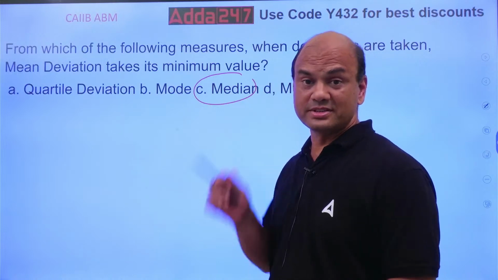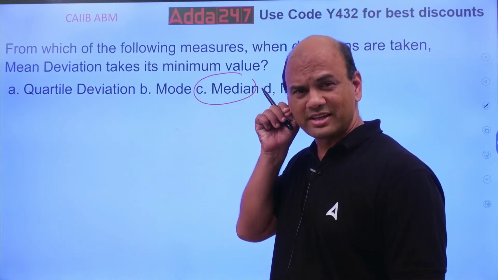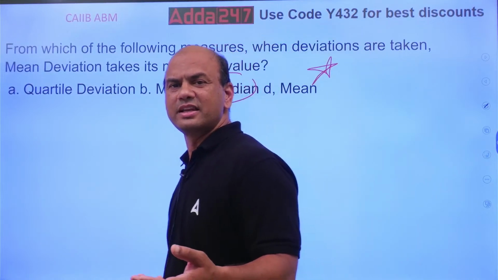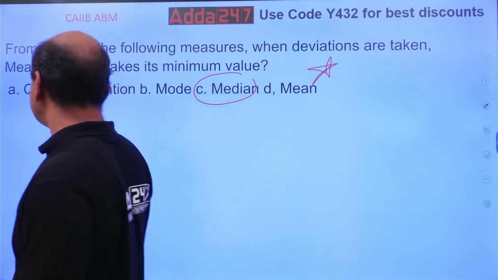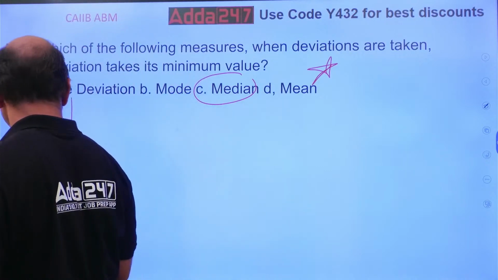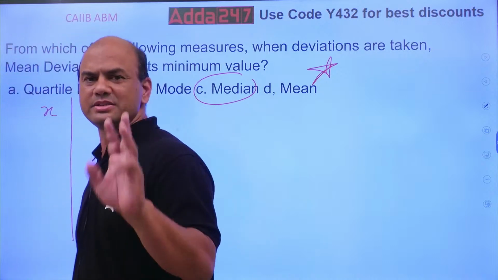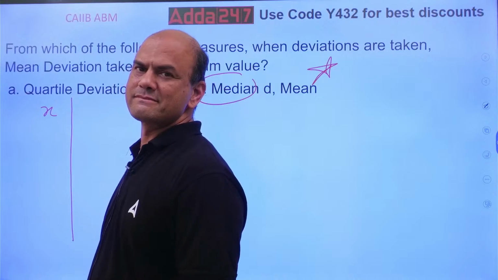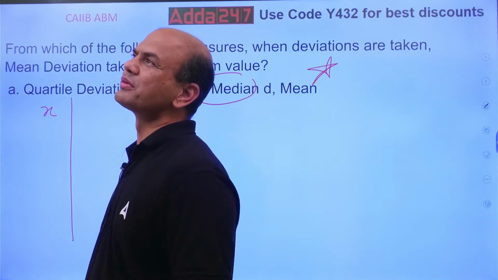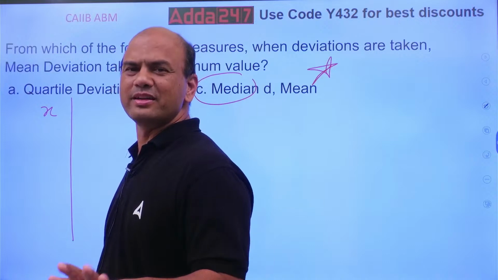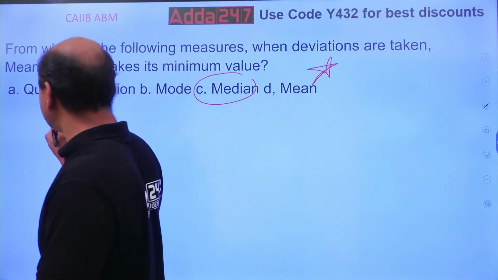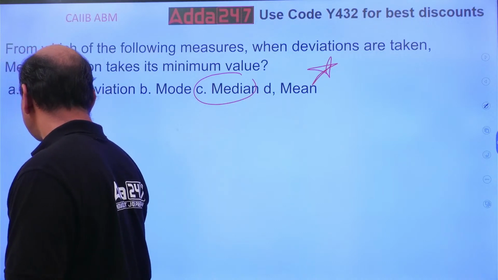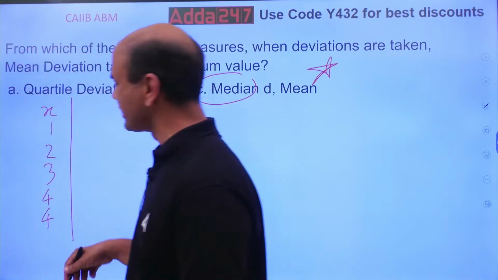Now, how will you prove this? You'll say, sir, how do you prove this? I'll prove this, very easy. Let's take 5 numbers, since dividing by 5 is easy. 1, 2, 3, 4, 4. These are arbitrary numbers I have taken.